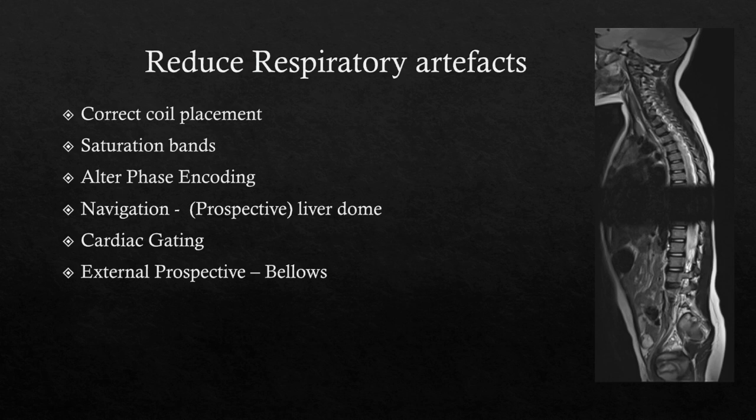And then finally, in the respiratory artifacts list, we have external prospective gate triggering, which is bellows. We tend not to use these actually because it's a band physically wrapped around the patients. For pediatrics, we find that can be quite scary. They become a little bit anxious, and then that tends to affect the scan. So we don't use that as much. But in adult patients, I think they are quite helpful.